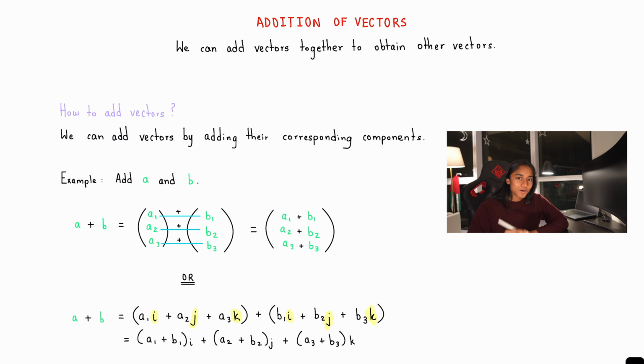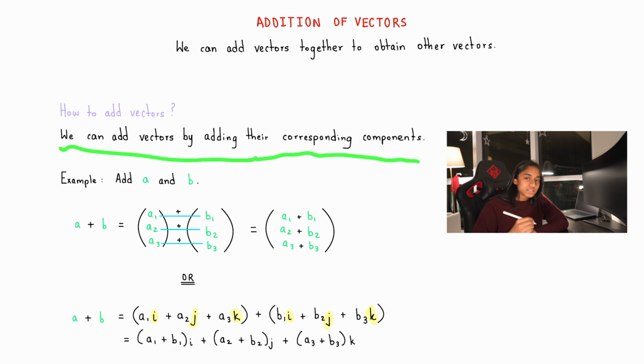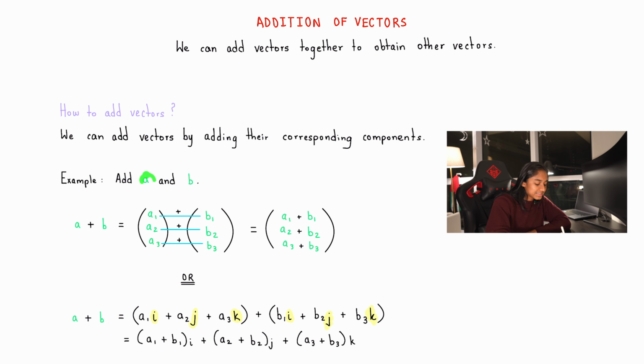The first fundamental operation that we're going to learn about is how to add vectors. So, the addition of vectors. Why would we want to add vectors together? To obtain other vectors. And how do we do it? Well, that's a good question. We can add vectors by adding their corresponding components. So if we look at the vectors A and B, we can see we have A1, A2, A3, B1, B2, B3. And when we put them next to each other, we can line them up, right? So we have to add A1 and B1, A2 and B2, A3 and B3. So when we add those, we get our answer. That's how you add vectors in component form.